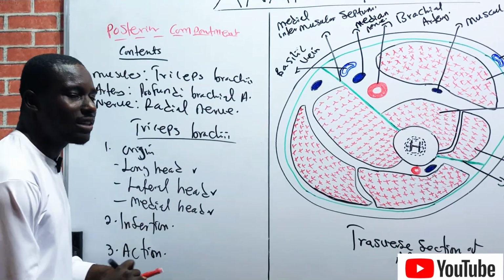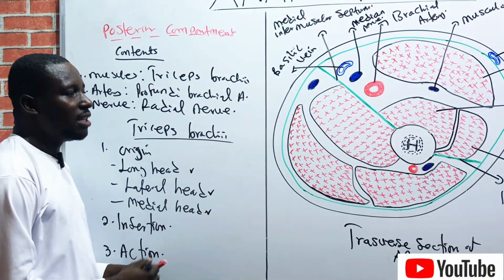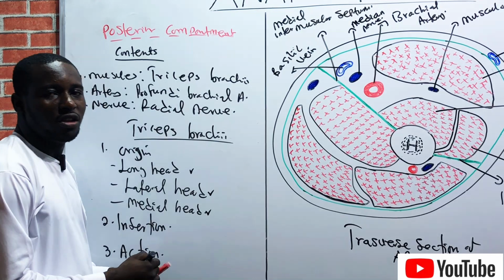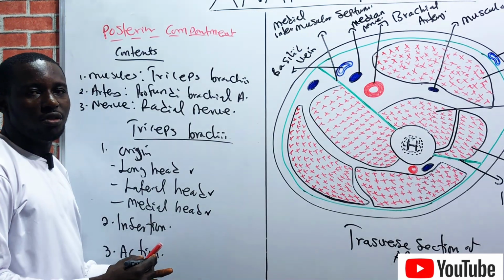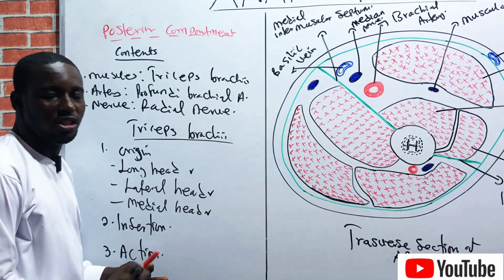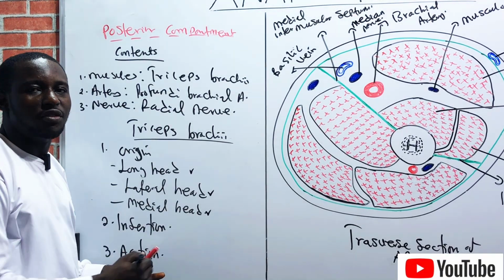What is the action of the triceps brachii? The triceps brachii performs, or it is the powerful extension of the elbow joint. It is the powerful extension of the elbow joint.